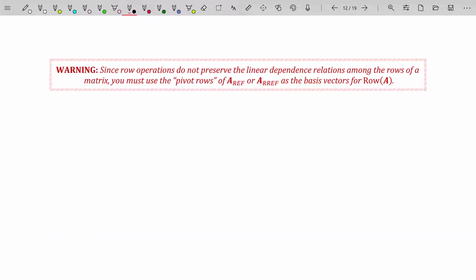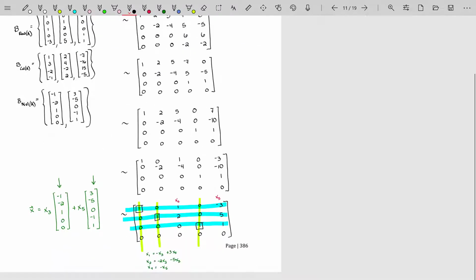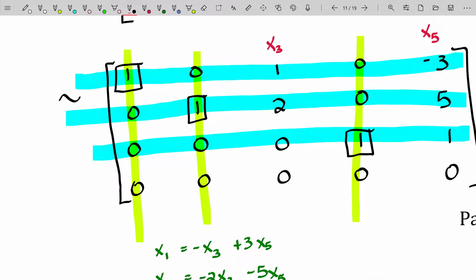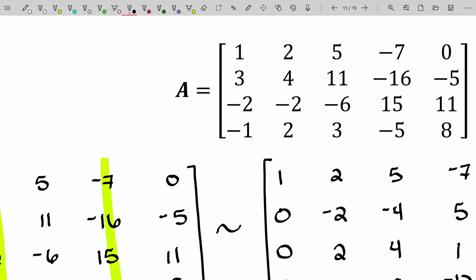Since row operations do not preserve the linear dependence relations among the rows of a matrix, you must use the pivots of A ref or A R ref as the basis vectors for the row space of A. Now, this is a very wordy way of saying the following. If you take a look at the reduced row echelon form of A, you might say, oh, the first three rows of that reduced row echelon form of A are therefore linearly independent. Therefore, the first three rows of A itself must be linearly independent. But that's not necessarily true.